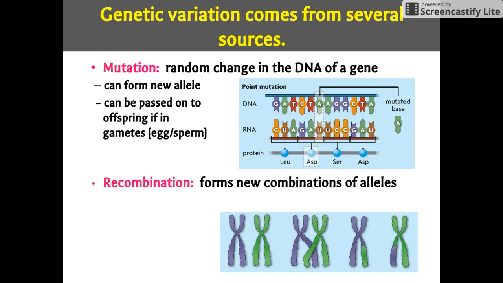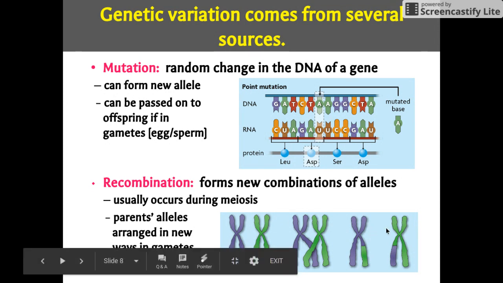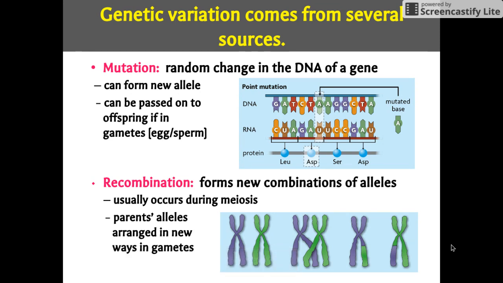Recombination is a process in which new allele combinations can form in offspring. Most recombination occurs during meiosis, when the alleles in each parent's gametes are arranged in new ways. So the process you're seeing in this picture here is called crossing over, and we're going to learn more about that when we study meiosis. But basically, the chromosomes cross over and exchange pieces, which is denoted by the color change. And this is a brand new combination of alleles that did not exist in the population before, and that contributes to genetic variation.